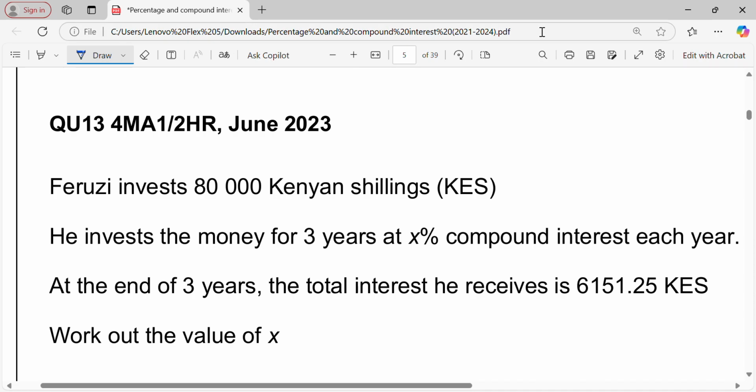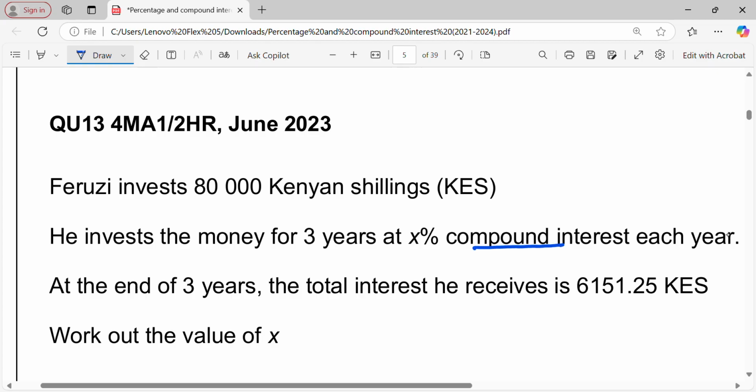In this video, I will be solving questions from the topic percentage, and this question is from compound interest. This question has been taken from the paper 2HR June 2023, and let's read the problem.